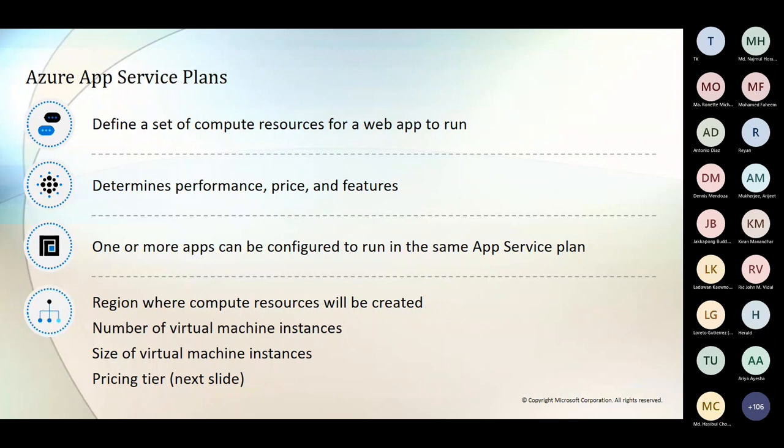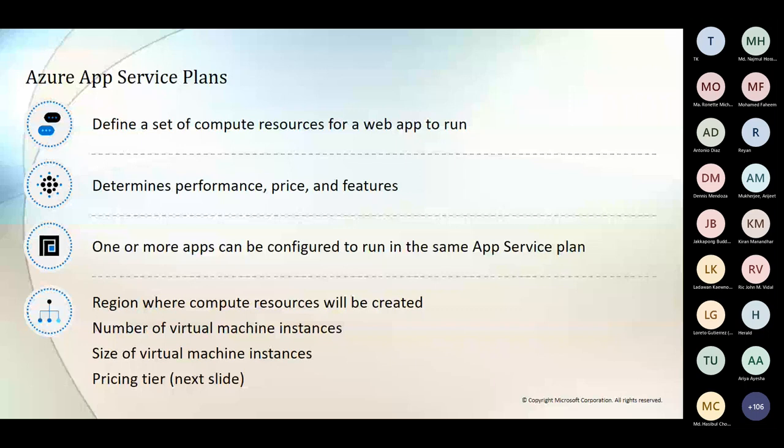One or more apps can be configured to run in the same App Service plan. Suppose you take one service plan; in that plan you can choose one or more apps, no problem. There is the region where compute resources will be created, so you have to choose a region. Number of virtual machines: how many virtual machines do you actually need? Size of virtual machines: how powerful the virtual machines will be. And the pricing tier is on the next slide. What will be the pricing tier for App Service plans?